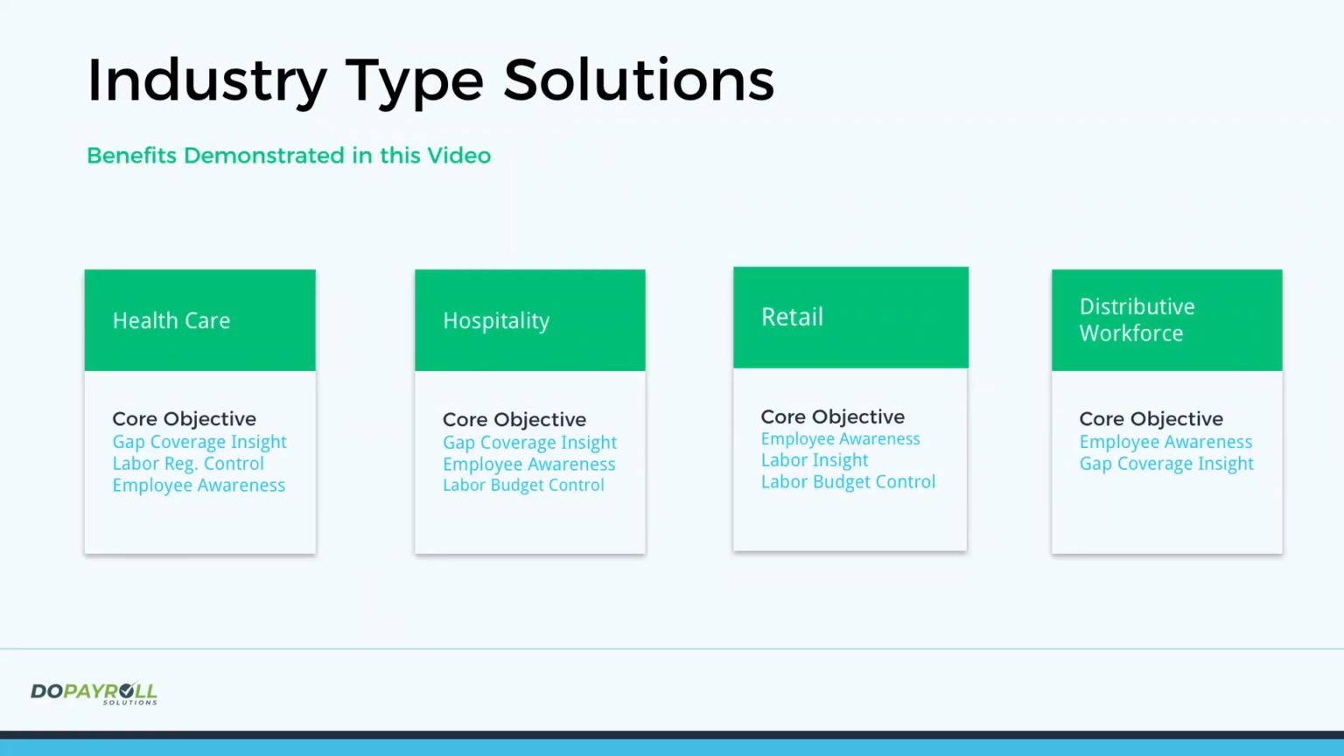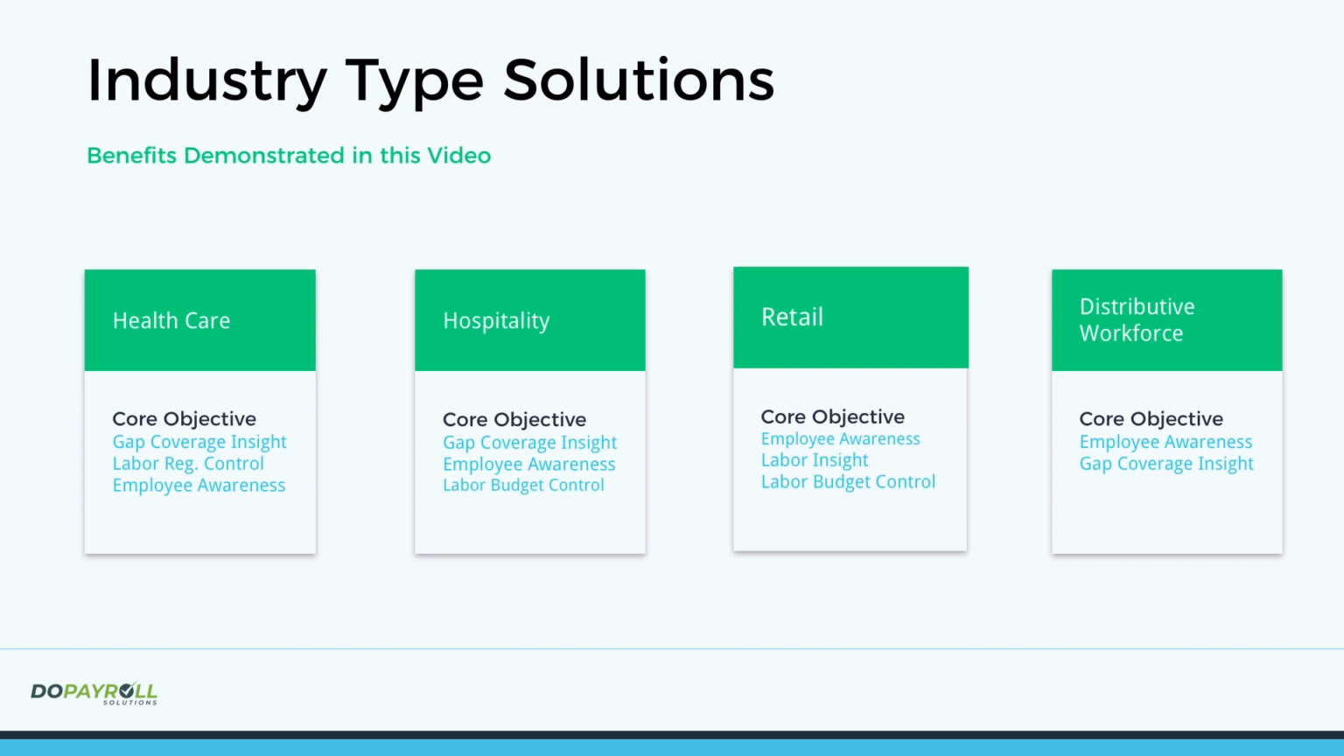This video analyzes 4 industry types and keys in on the functionality that may be of greatest value to each type. The industry types we'll look at are healthcare, hospitality, retail, and what we will call distributive workforce, which includes businesses where the employees are normally in the field, like home health care or security guards.